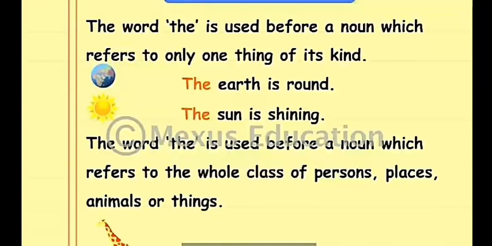That's why the is used before a noun which refers to only one thing of its kind. One thing of its kind. Can you give examples of such things? The earth, the sun, the moon, the Venus, the Jupiter. The earth is round, the sun is shining.